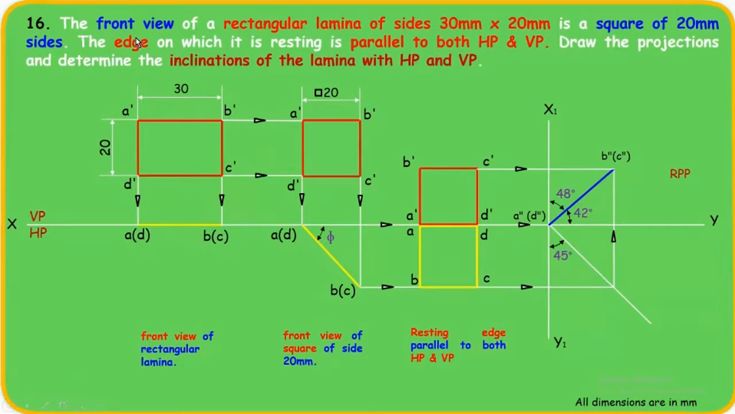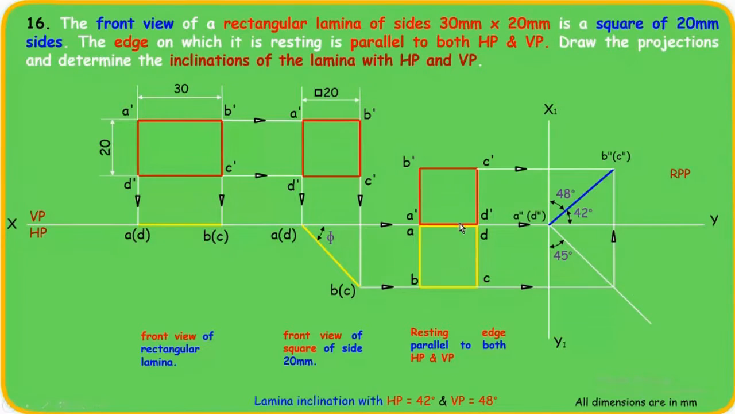The edge on which it is resting is parallel to both HP and VP. So it is resting on this edge AD, and this edge is parallel to both HP and VP. You have to rotate it in such a way and place it like this. It means this edge will be parallel to both the vertical plane as well as the horizontal plane. And they have asked you to determine the angles with respect to the horizontal plane and vertical plane. In order to do that, you have to draw the side view.